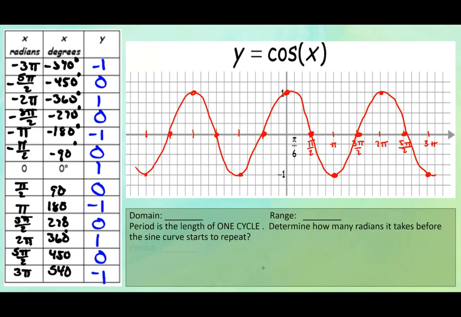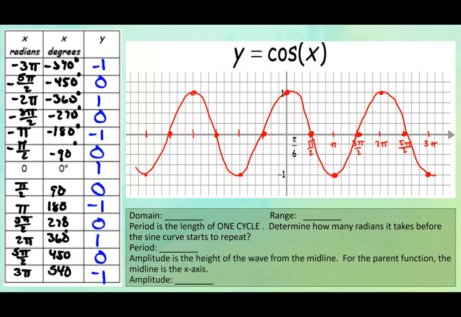Because you'll notice when we do all of this, they're going to have very similar answers because, again, our domain doesn't stop at these points. It continues on and on and on. So our domain is all real numbers, or it goes from negative infinity to positive infinity. Our range, again, starts at negative 1, goes to positive 1, and it's inclusive. So we have negative 1 to 1.